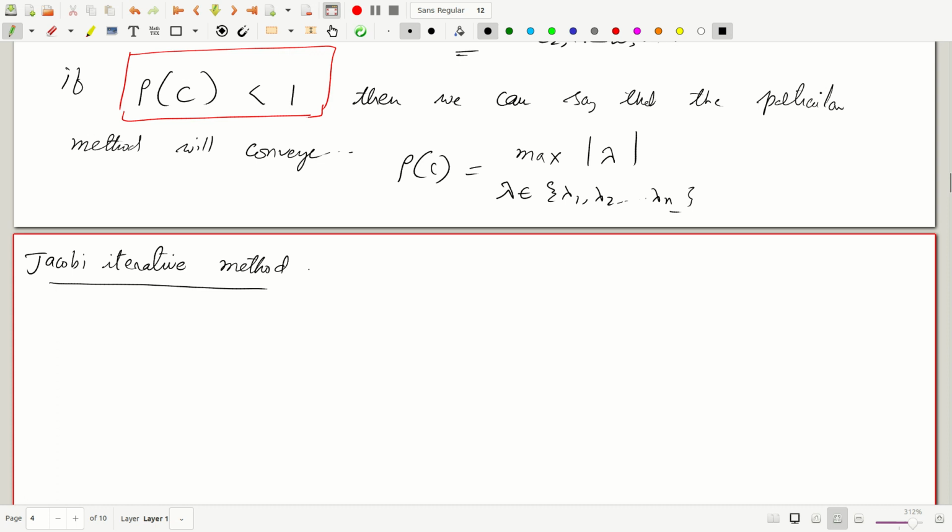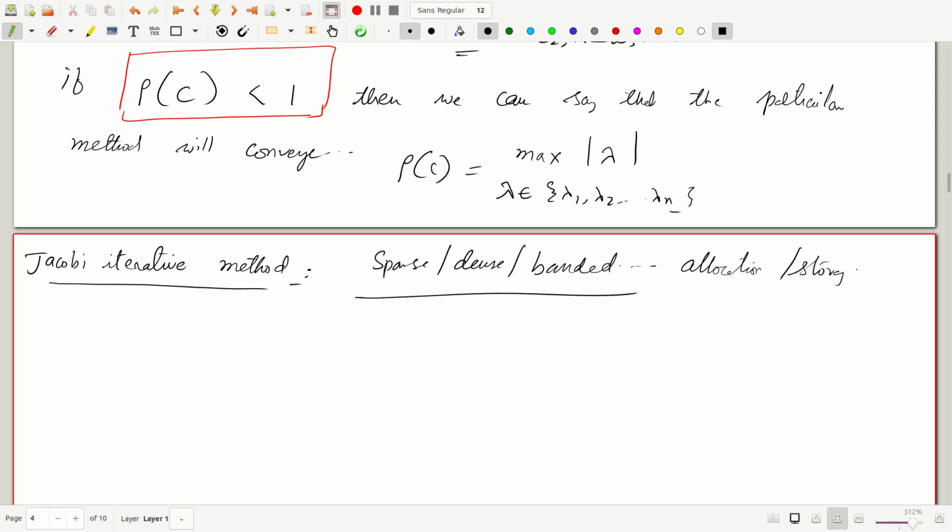Now, of course, this iterative method can be applied either for sparse or dense or banded or essentially any kind of matrices. Depending on that, you would have the corresponding allocation and storage of the variables.